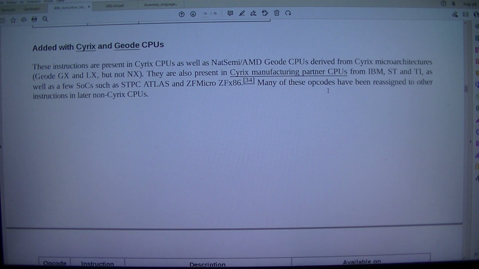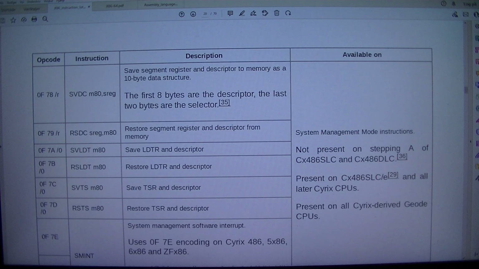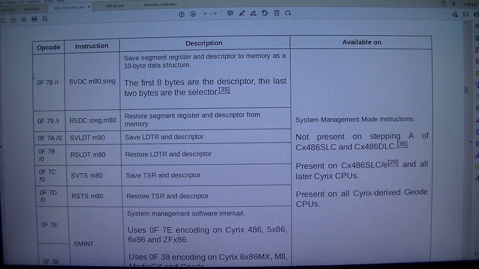34. Many of these opcodes have been reassigned to other instructions in later non-Cyrix CPUs. Opcode, instruction, description: 0F78/r SVDC m80, Sreg: save segment register and descriptor to memory as a 10-byte data structure. The first 8 bytes are the descriptor. The last 2 bytes are the selector.